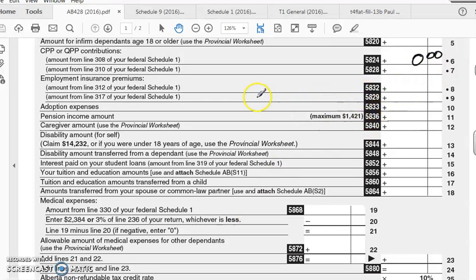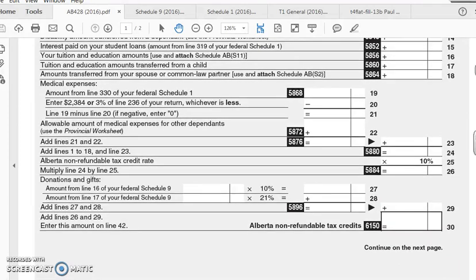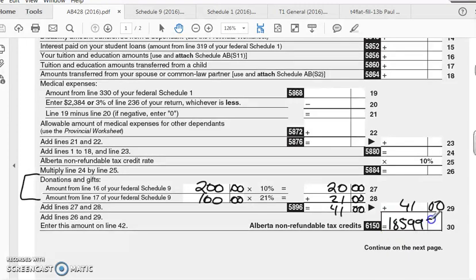We also have our EI earnings here on line 8, 107.26. And going to continue on down. We're going to keep working with those numbers until we get to our donations and gifts amount. The donations and gifts amount, he had $200, which was on line 16, and $100 on line 17. So that gets us an additional $20 and $21 for a total of $41. So we're going to add $41 of credits to those previous amounts. Gets us $18,599.26 within credits. And as you can see, we're going to continue on to the next page, keeping in mind that particular number.